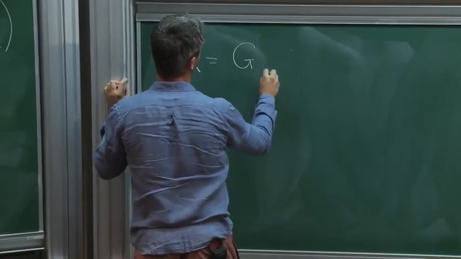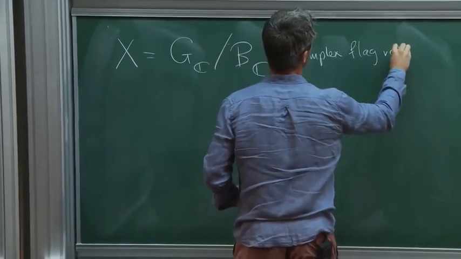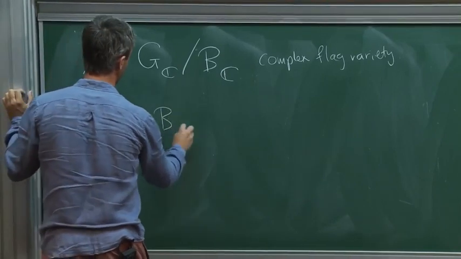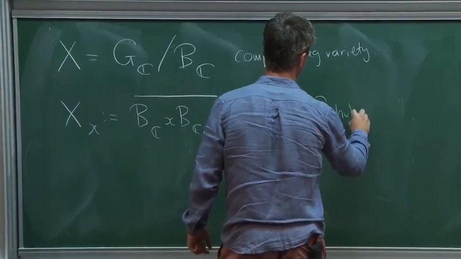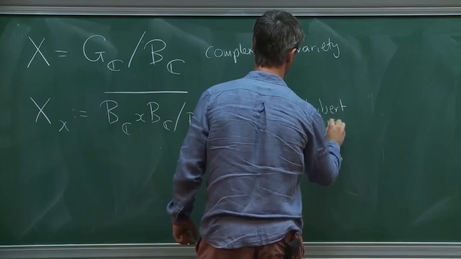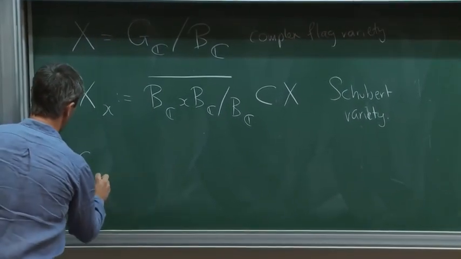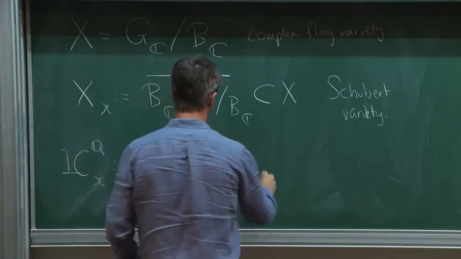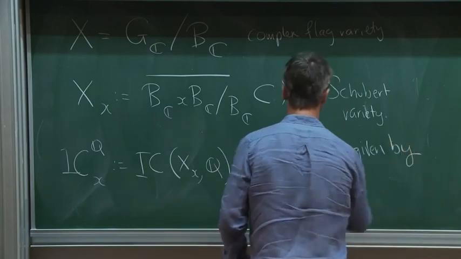And so now we apply this to the flag variety. So now I change and consider X to be the complex flag variety, and we consider X_x to be a Schubert variety. Then what are ordinary Kazhdan-Lusztig polynomials? This is defined to be the intersection cohomology of this Schubert variety with Q coefficients. So the stalks are given by Kazhdan-Lusztig polynomials.